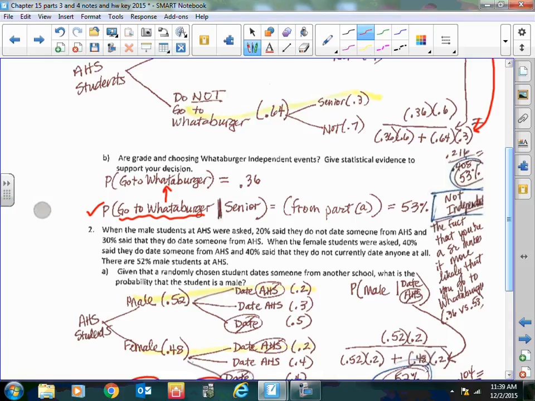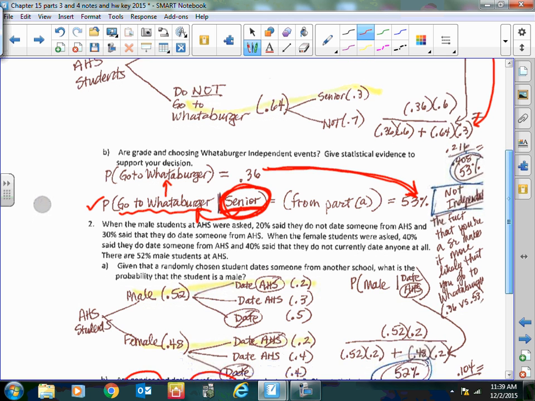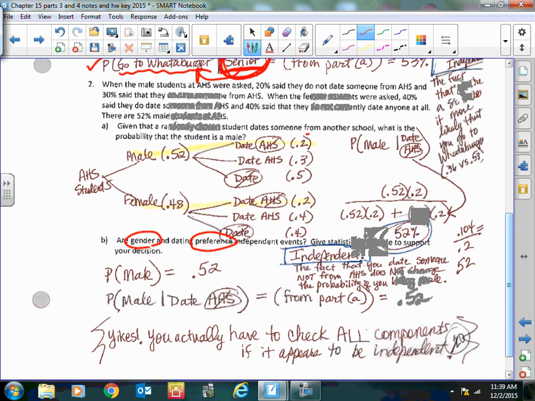So here's how your statement goes, because I've had questions on how do you know which words to say in your statement. And here's how you know. You start in the back of the conditional. You say this. The fact that you are, whatever this is back here. So the fact that you are a senior, and then you see what it does to the probability of you going to Whataburger. And I go from here to see what effect happened. So the fact that you're a senior made the probability of going to Whataburger increase from 36% to 53%. Okay, so that's how you would say that.